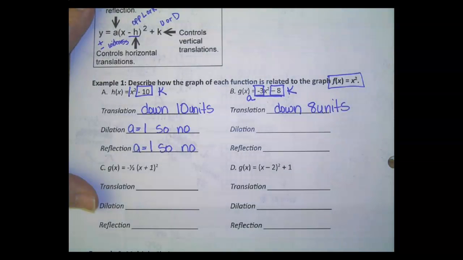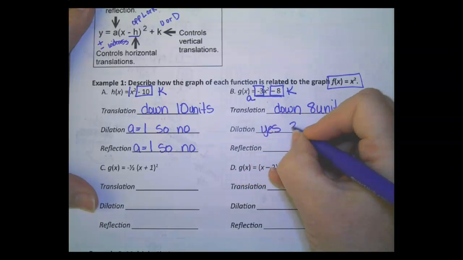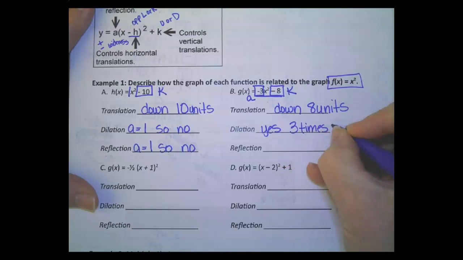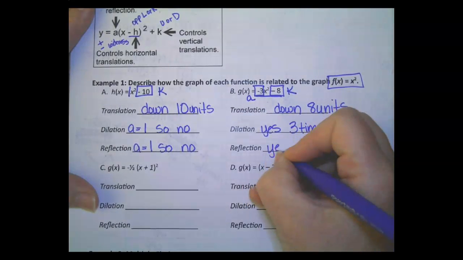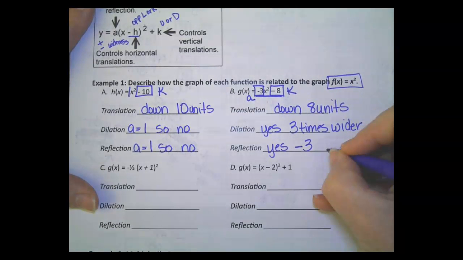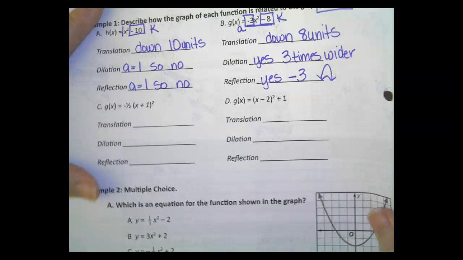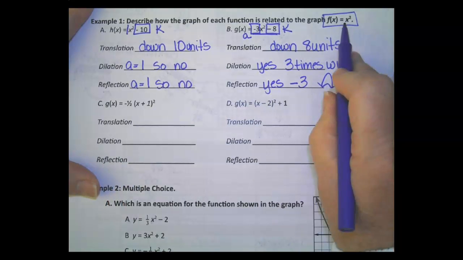Does it dilate? Yes. 3 times wider. Does it reflect? Yes, because it's a -3. I mean, it's going to go downwards. Okay. Try another one. How is this different from that?